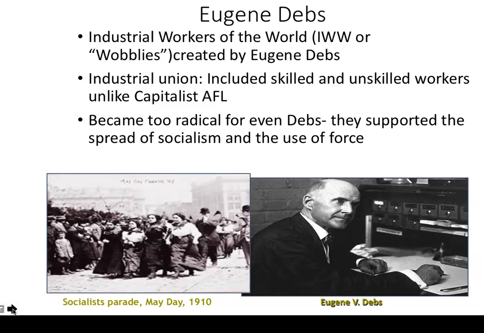And then there's also another candidate, Eugene Debs. And we've talked about Debs before, how he was head of the American Railway Union at the Pullman strike. It turned into a national strike. He ends up serving time in jail.